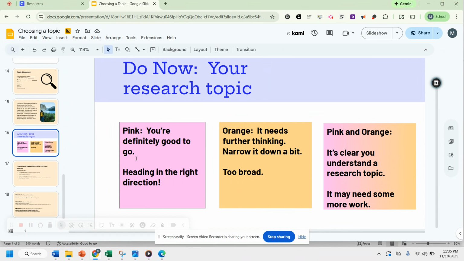down. If you have pink and orange, you're okay. It's clear you understand what a research topic is. What you wrote is definitely a topic that could be researched. However, there is this trend out there with a few people where what you wrote on that card is almost exactly like one of the sources. And that's what we don't want to do.